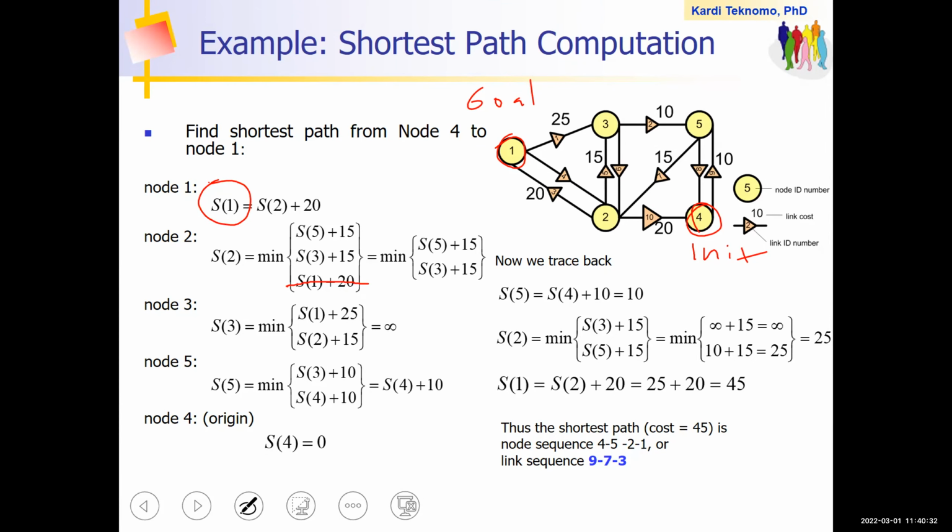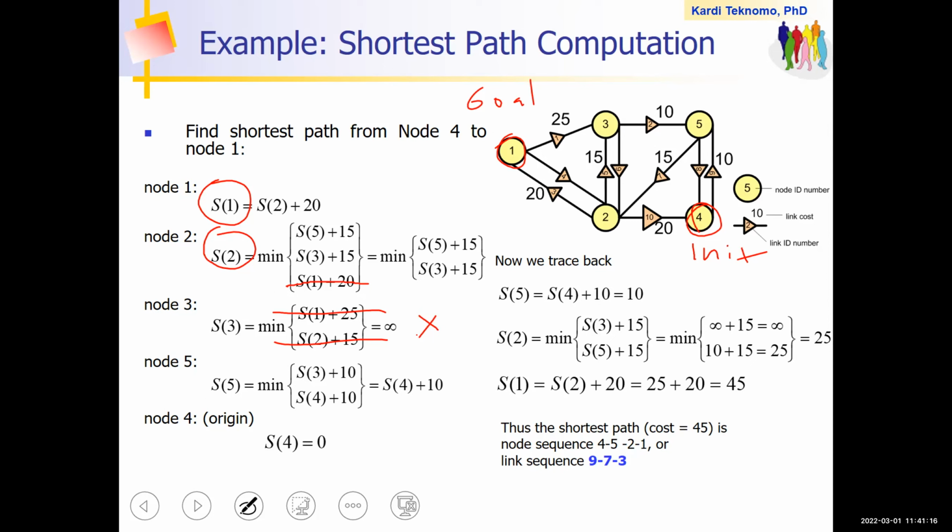And then next is node 3. What are the incoming arrows to node 3? S1 plus 25 and then S2 plus 15. The incoming arrows are from node 1 and node 2. But node 1 and node 2 are already there. We already mentioned them. If we include that, it will create a cycle. That's why no need to include. So, okay.